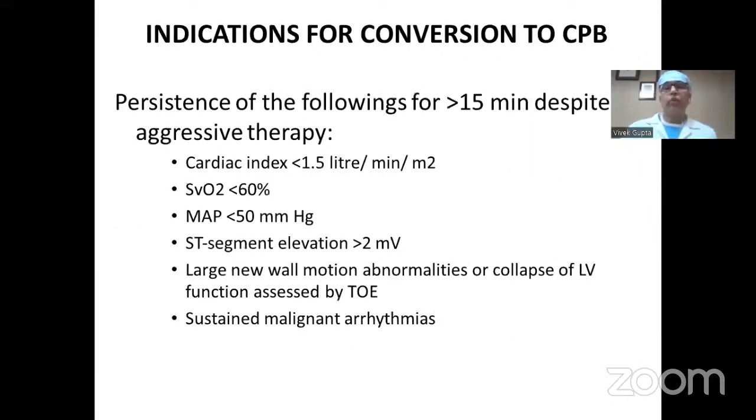There are certain situations where we need to convert to cardiopulmonary bypass. When the patient has a cardiac index less than 1.5 for a prolonged time, or a decrease in mean arterial pressure that is not improving in spite of adequate vasopressors, or persistent ST elevation of more than 2 millivolts, or a sustained malignant arrhythmia, then we should immediately switch over to cardiopulmonary bypass.